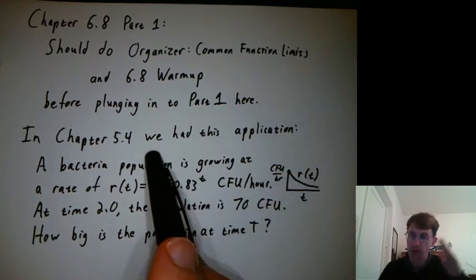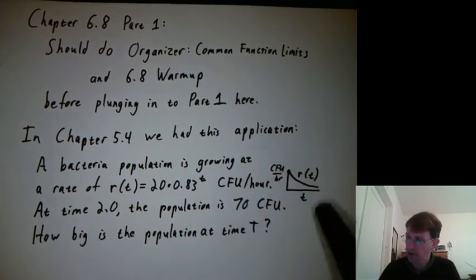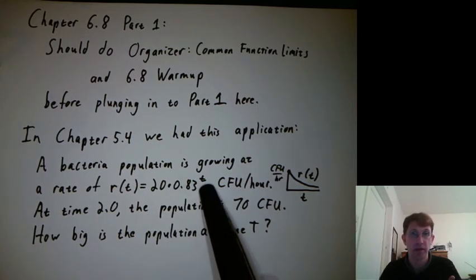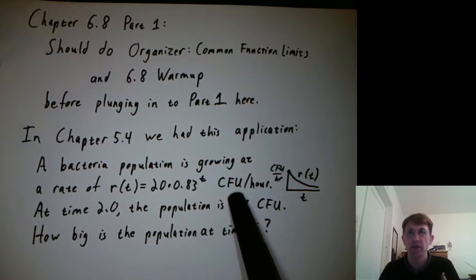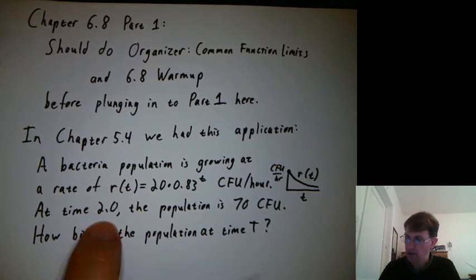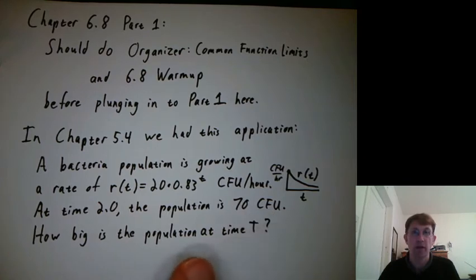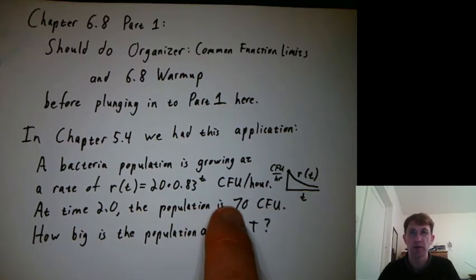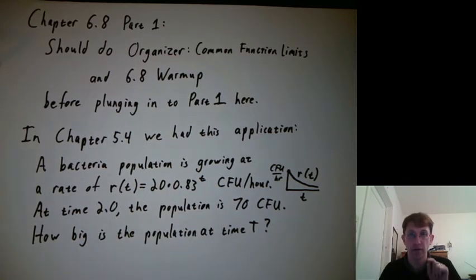Let's think back, way back toward the start of the semester. I gave you this application where we have a bacterial population growing at a particular rate that depends on time. That's a letter t. CFU here is a biological thing called colony forming units. That's one way to measure bacterial population. And we said at time 2 the population is 70, and how big is the population at time t? So try to write down an expression that will tell you the population at time t based on the population at time 2 being 70 and this growth rate function. So pause the video and do that.